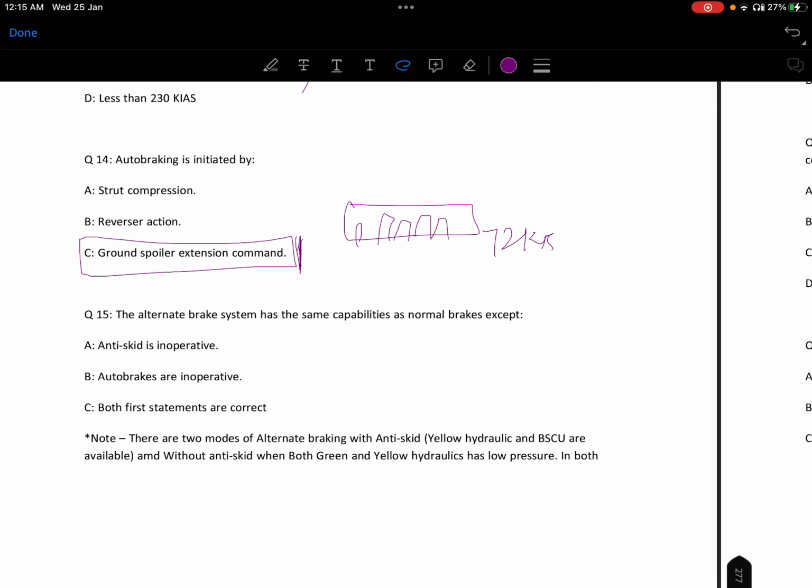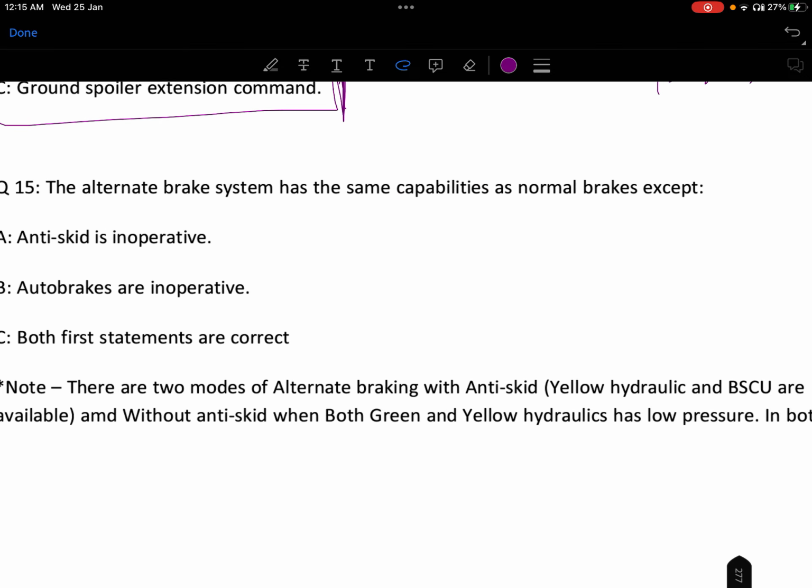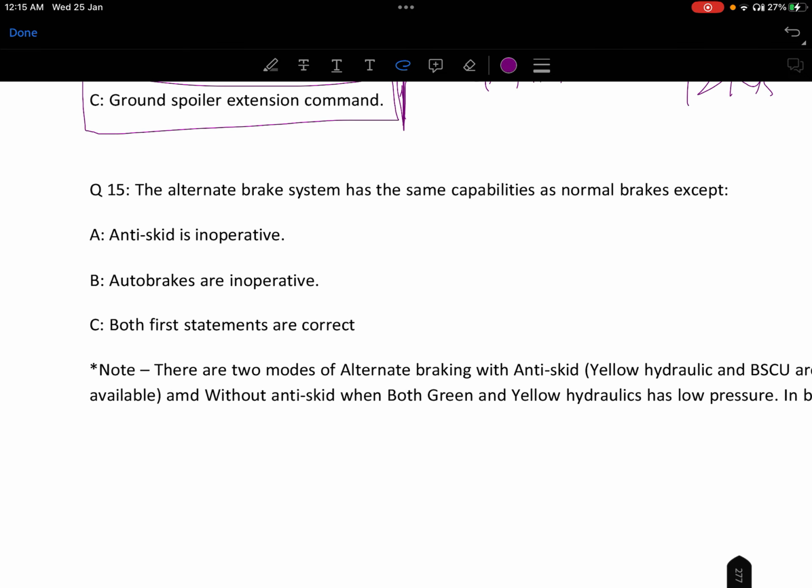The alternate brake system has the same capabilities as normal, except anti-skid is inoperative. Auto brakes are inoperative. Both first statements are correct. The alternate braking system has the same capabilities as normal brakes, except there are two modes of alternate braking.